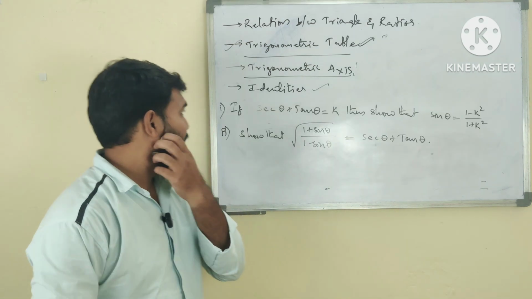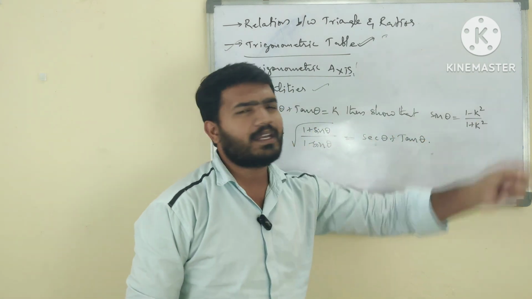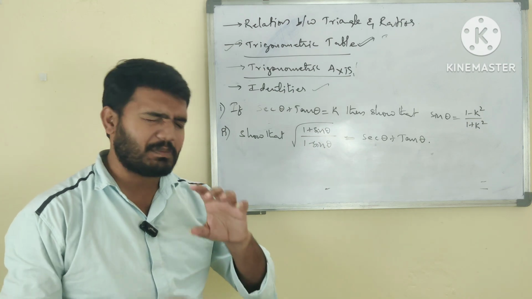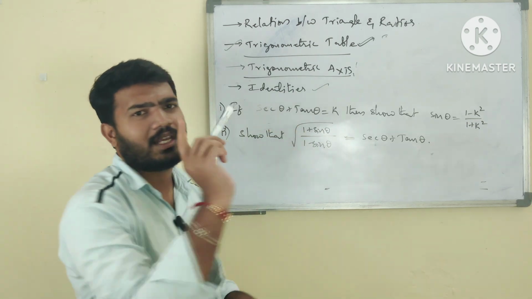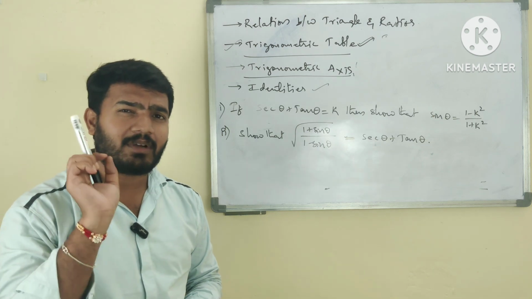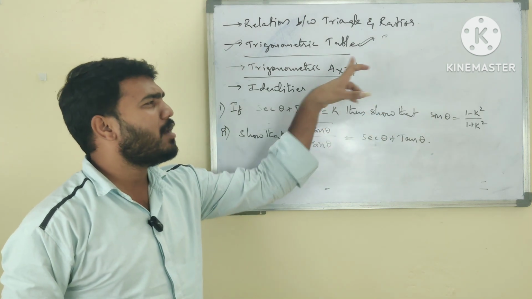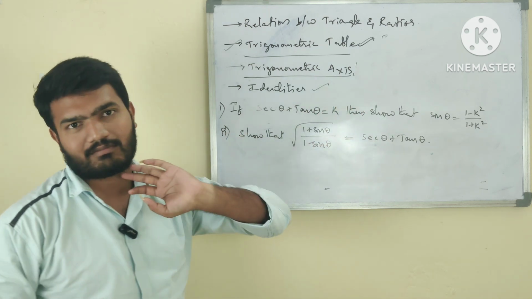The questions are: if secant theta plus tan theta is equal to k, then show that sin theta is equal to (1 minus k square) by (1 plus k square). That is the first important question. My expectation is that you will see this question in your board exam. Maximum 99% chances. If somehow it is not given in the board exam, definitely you will see this question.